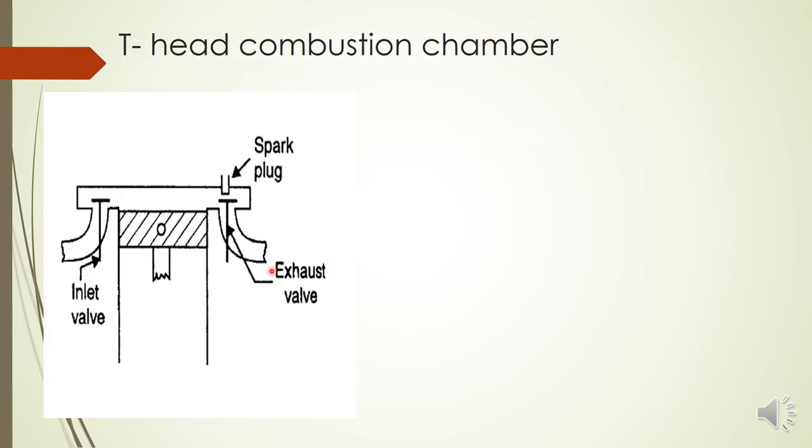So this is a T head combustion chamber. What you can see is it is the shape of a T. An inlet valve is on one side of the cylinder while the exhaust valve is on the other side, and the spark plug is just above the exhaust valve. So we can see that both the valves here are in the cylinder block. This is the cylinder head, and in the cylinder head we have only the spark plug. It is one of the earliest designs, used by the Ford model, the 1908 model.